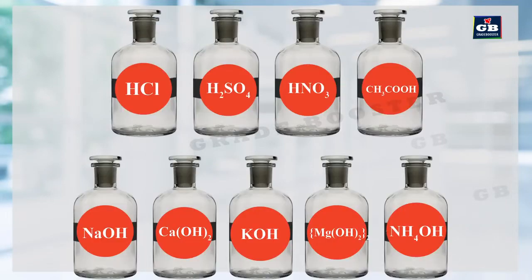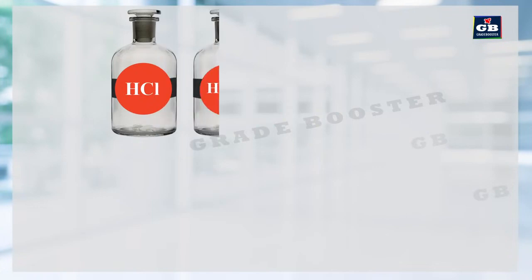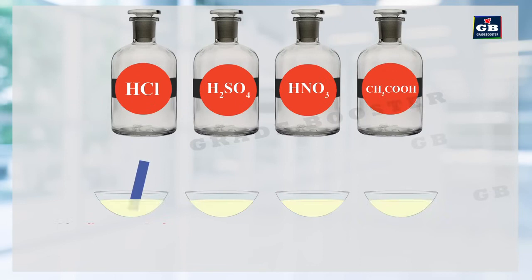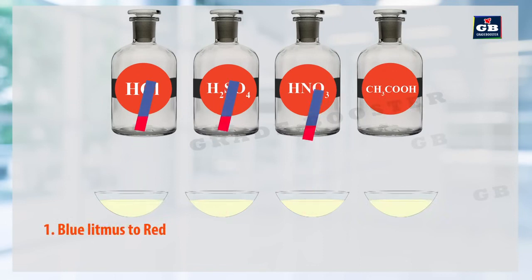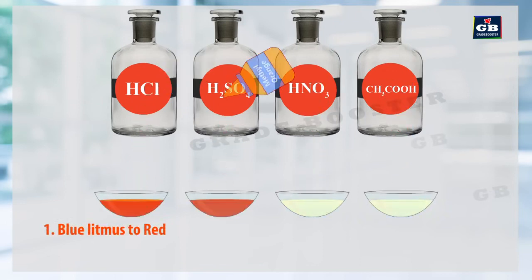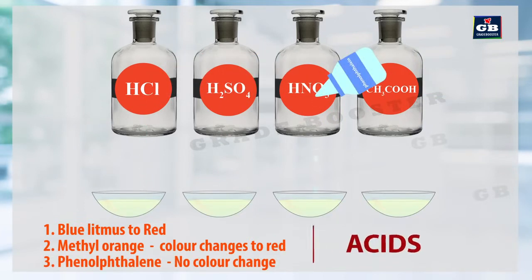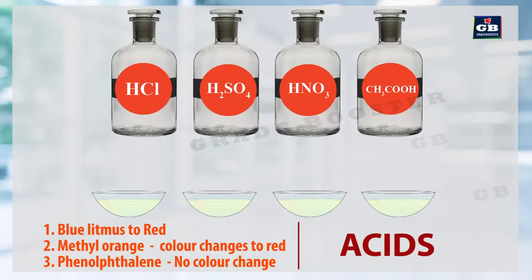Here we have some chemical compounds. Let us test these compounds with acid-base indicators. Among these compounds, HCl, H2SO4, HNO3 and CH3COOH turn the blue litmus to red. When methyl orange is added, they produce red color and remain colorless with phenolphthalein. This indicates that all these compounds are acids.